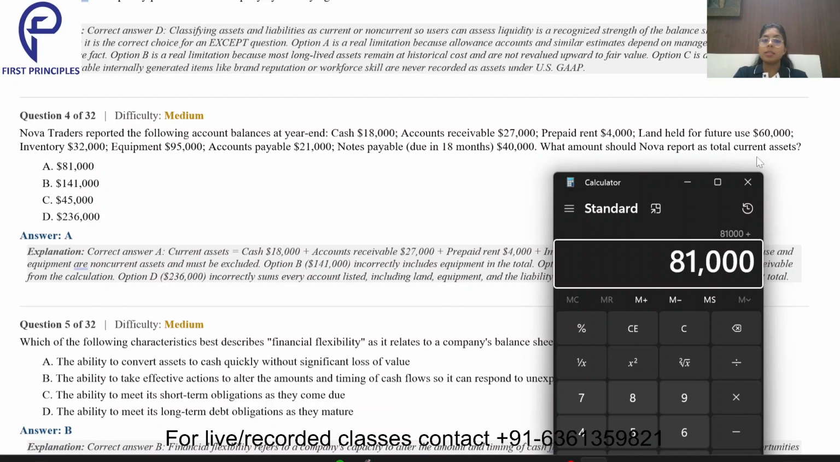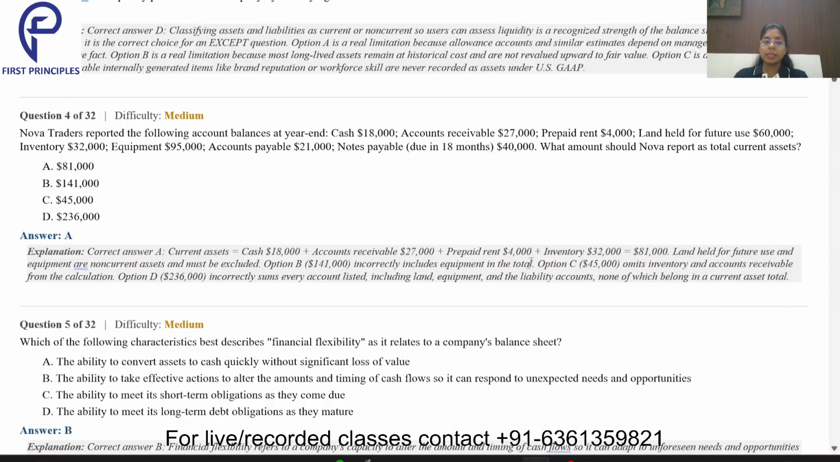Then accounts payable is a current liability. Notes payable due in 18 months. Though it's due in 18 months, again it's a liability, non-current liability. So again, what is our answer? 81,000 is our answer. So 81,000 is our total current asset.